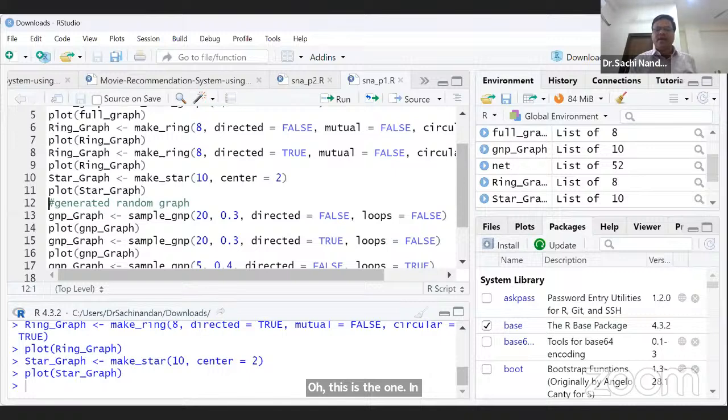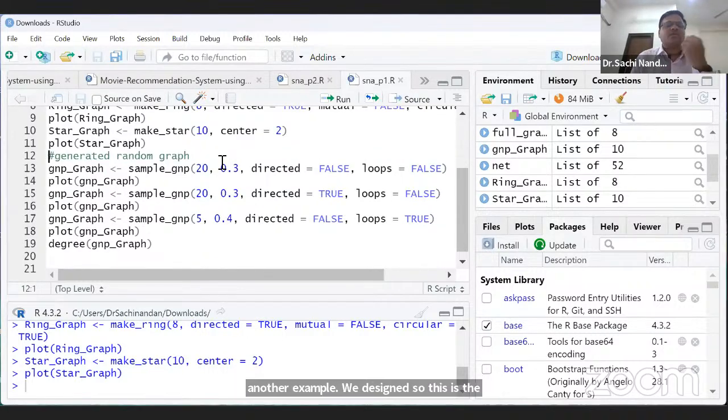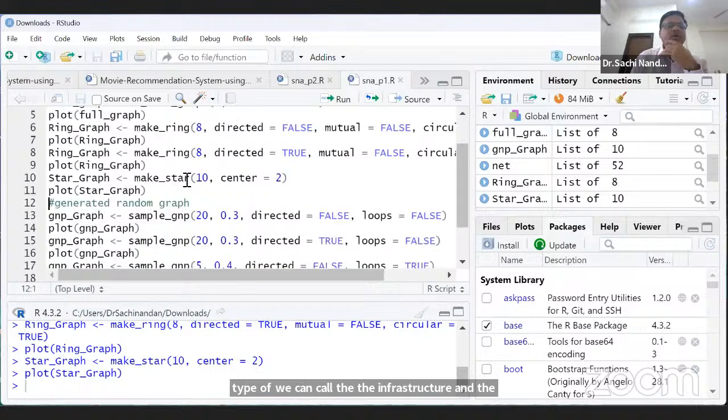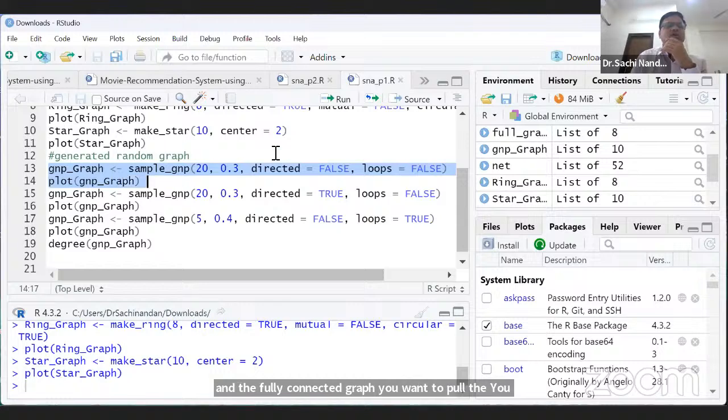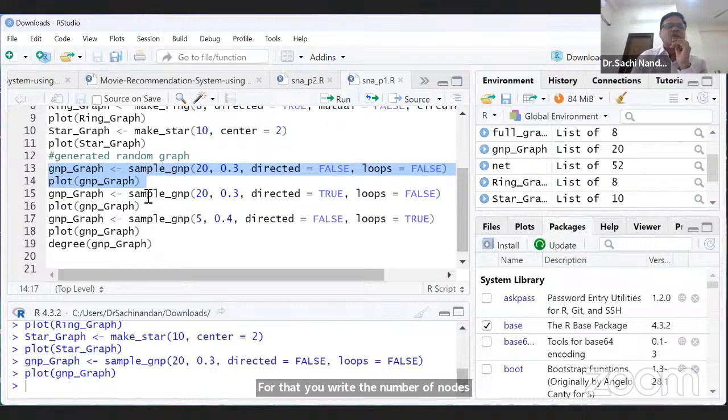We can find another example. So these are different types: the ring structure and the fully connected graph. Now you want to make a random graph. A random graph is basically used for social network analysis. For that, you write the number of nodes and the strength of each node, and directed is false. Look at the output here.